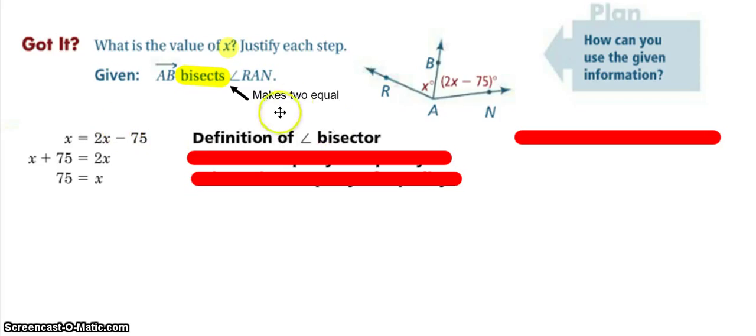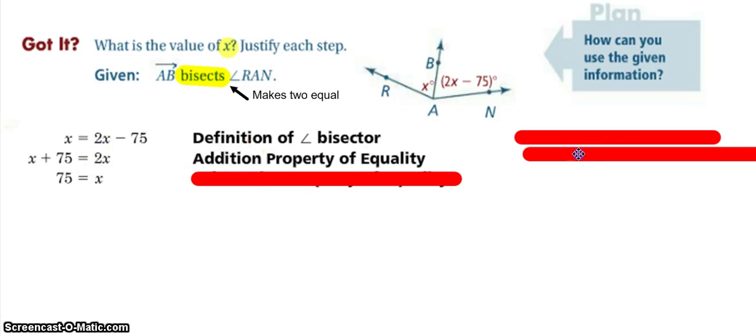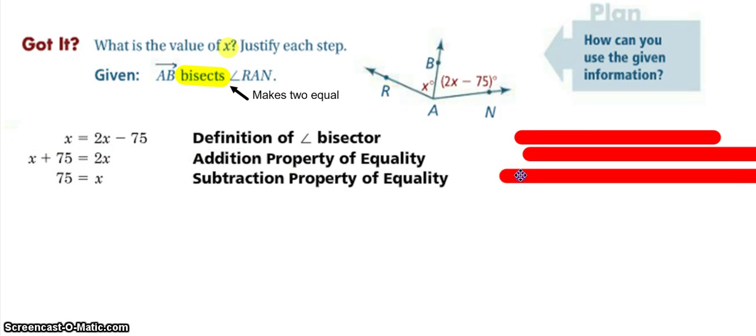So you always have to list the reason of how you started. Then to get to my next step, this reason is going to be how we got from step 1 to step 2. We did that through the addition property of equality. We added 75 to both sides. Then when I remove x from both sides, that is just my subtraction property of equality, and then we're done. So that is the beginnings of how we make a proof.